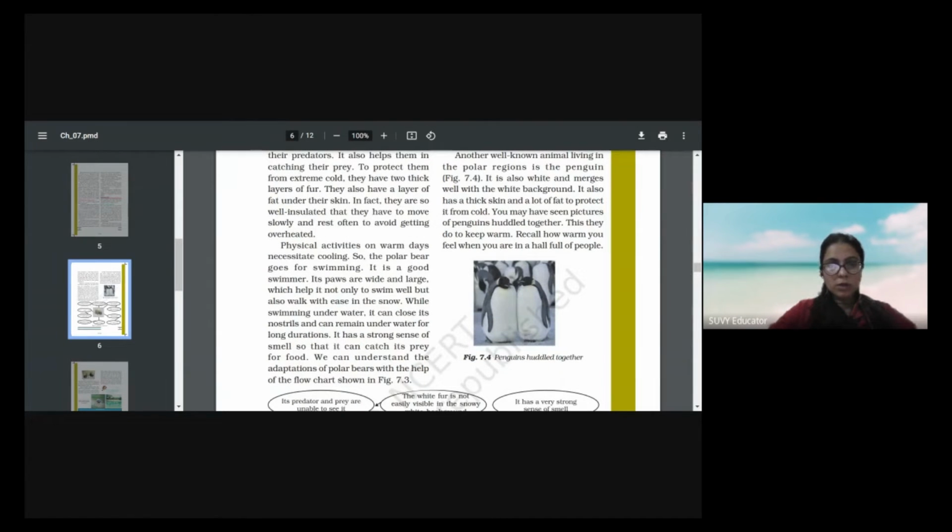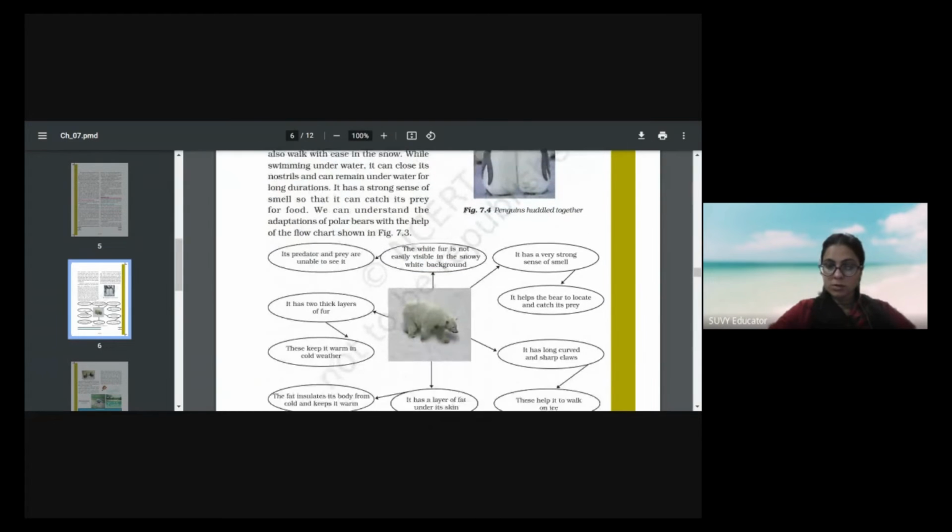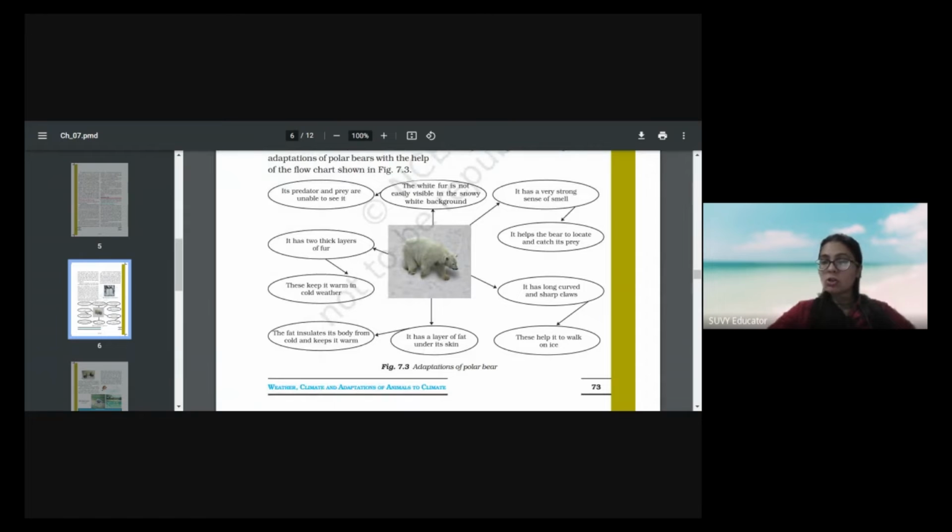The polar bear goes swimming. It is a good swimmer. Its paws are wide and large. So the body structure of the polar bear or any animal is the adaptation of that animal for survival in that particular climate in which it is living. Why is the color white? The reason is to prevent being seen by predators as well as to find prey, right? The two thick layers of fur are there to protect it from the cold. It is a good swimmer. Why swimmer? Because in the Himalayan region, when the snow melts, the water fills everywhere. So it is a good swimmer.